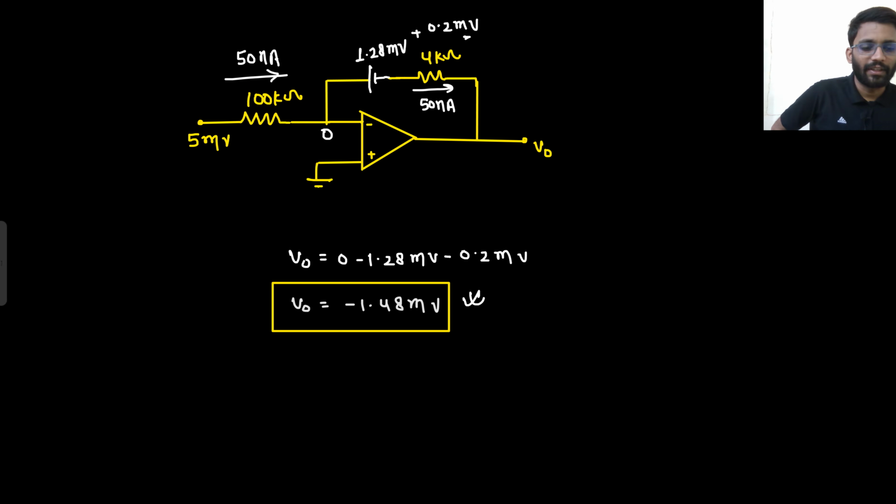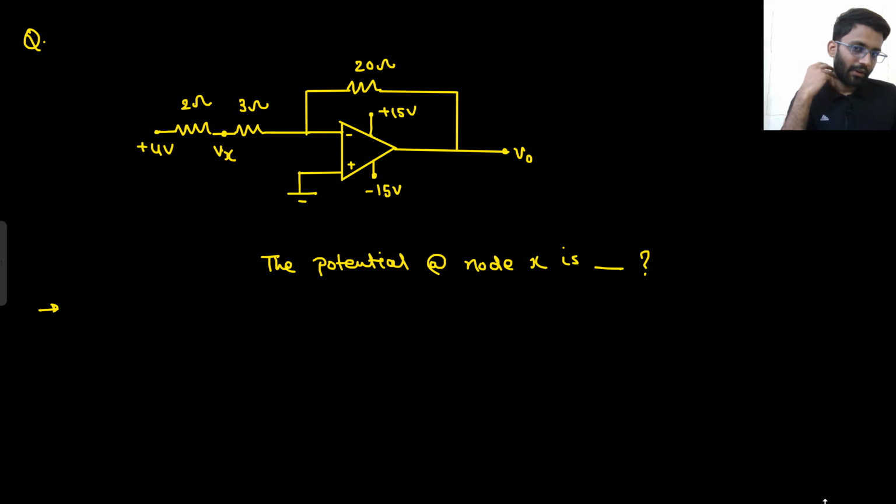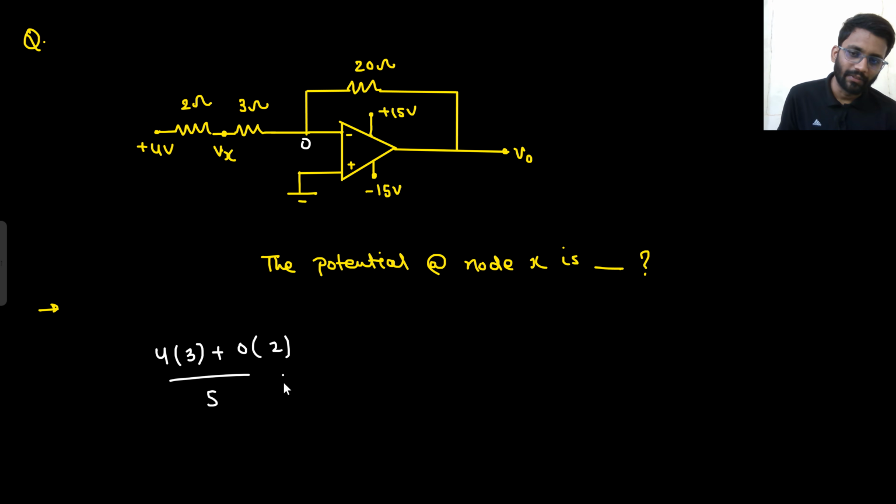Okay, so this was a very good question. Let's move towards the next question. You have to find the potential at node X. So how would most of the people have solved it? There is a negative feedback involved, so this will be 0. Now for finding Vx potential, I can apply the concept of virtual short, which I have already applied. I can apply nodal analysis here, or I can directly write that 4 into 3 plus 0 into 2 divided by 2 plus 3 is equal to Vx. So Vx is equal to 12 by 5.